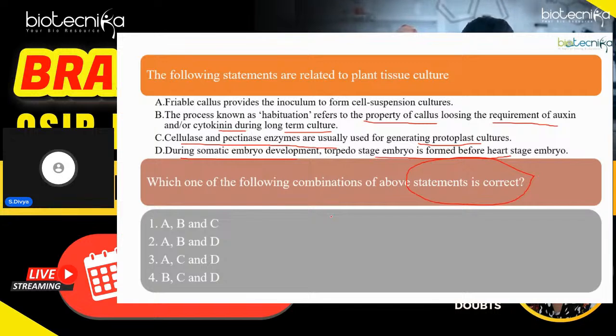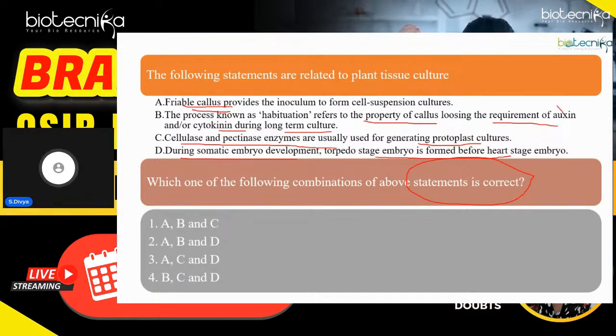What should be the correct answer for this question regarding plant tissue culture? What is a callus? What is a callus all about? It's an undifferentiated mass of cells, you might have heard, right? Which is continuously proliferating, but it is not undergoing differentiation. And what hormones are required for maintaining the callus?